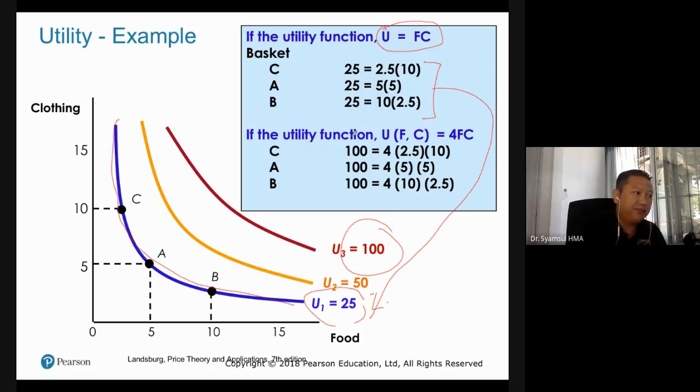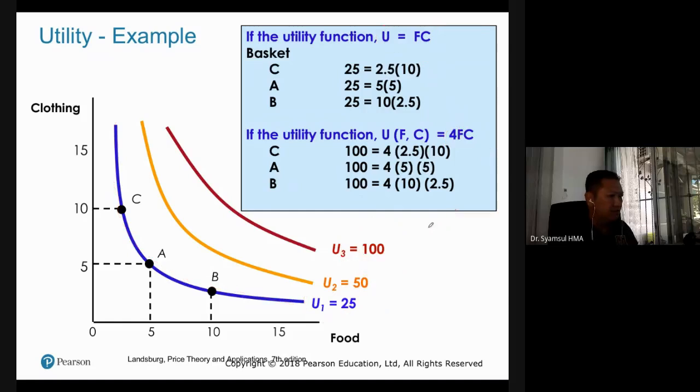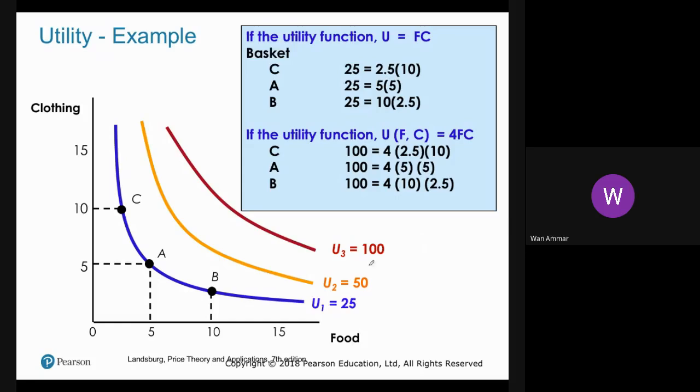So you will have this utility of this indifference curve using this function. But if you have a higher, bigger indifference curve, you will have 100, and this one only 25. So which one do you prefer? U1, U2, U3? Guys, hello. Which one do you prefer? Which one is more? Come in. U2. U2. U2.